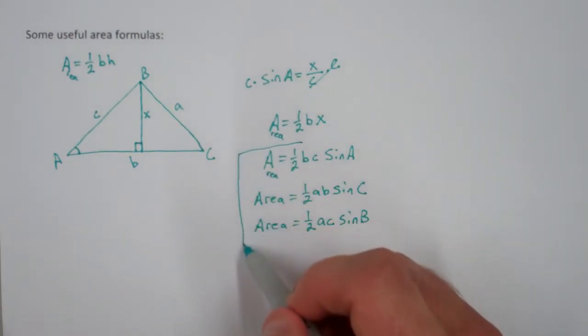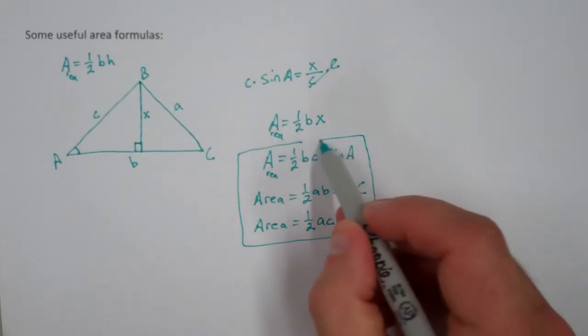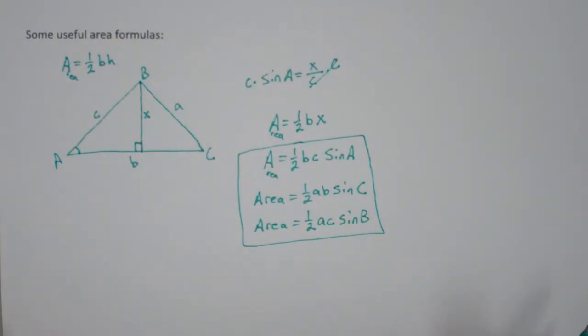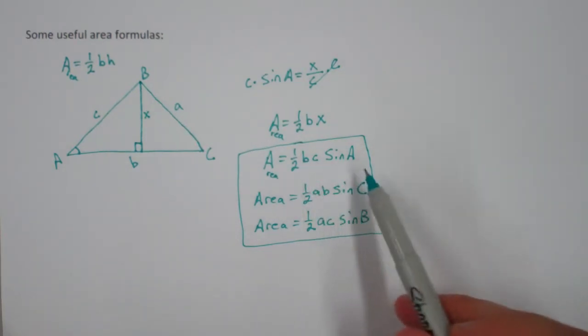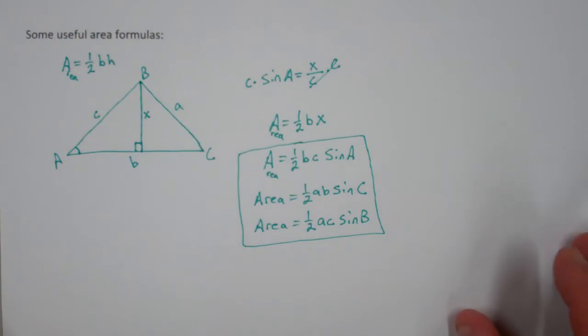So here are some ones that you want to know. Again, if you have two sides and an included angle. Sometimes you have to do a little bit of legwork to find one of these using the law of sines or the law of cosines. Let's talk about a different area formula.